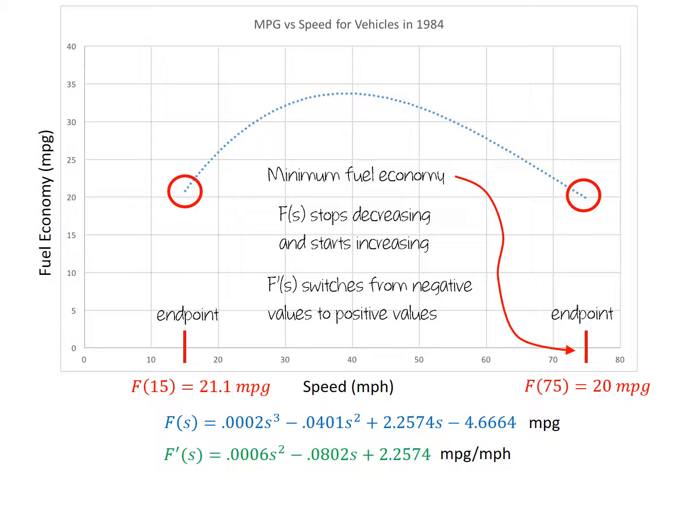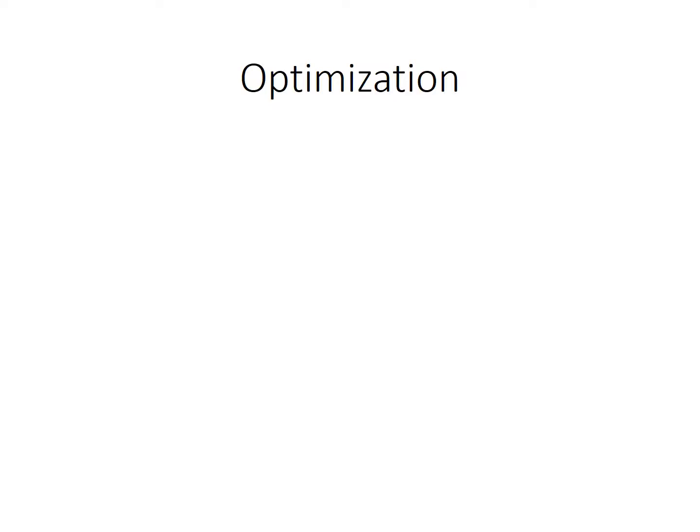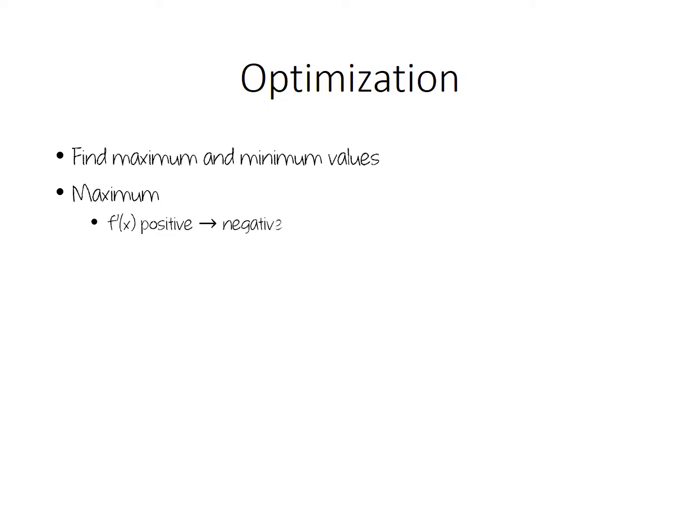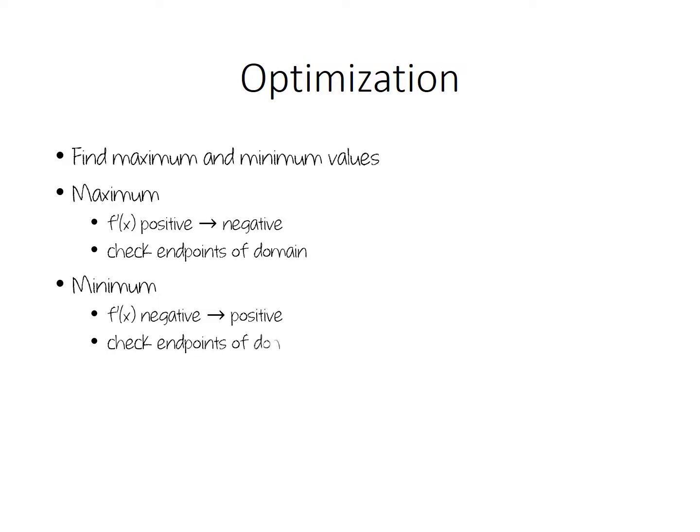So, to summarize all of our work here, optimization is when you want to find maximum and minimum values of a function. The maximum value will occur when the values of the derivative go from positive to negative, and you might also need to check the endpoints of the domain. Similarly, the minimum value will occur when the values of the derivative go from negative to positive, and again, you might also need to check the endpoints of the domain.